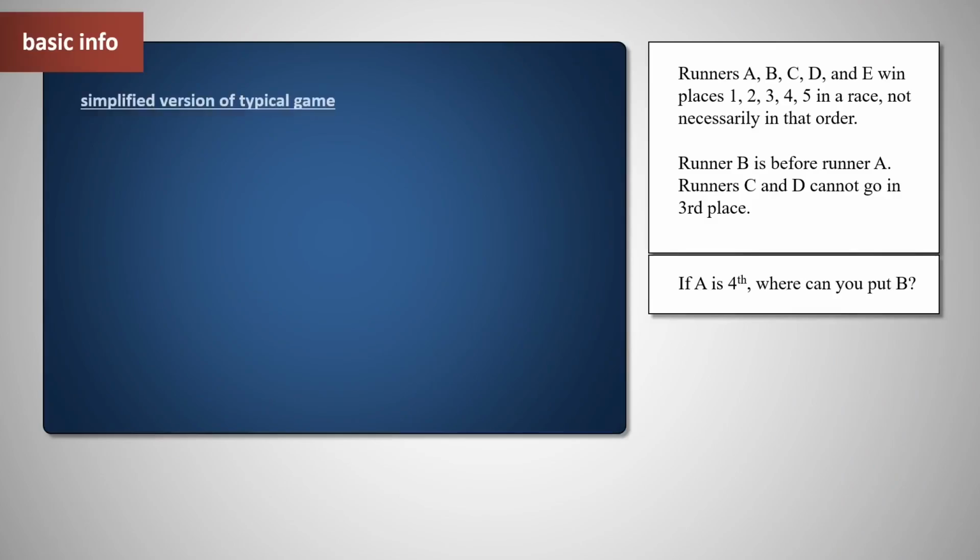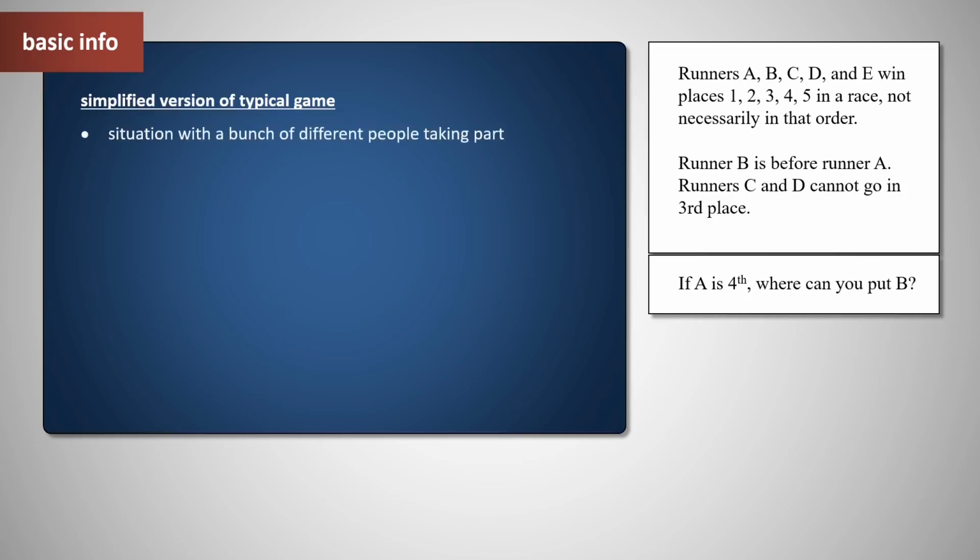Looking at the basic information, we've got here on the right a simplified version of a typical game. It says that runners A, B, C, D, and E win places 1, 2, 3, 4, 5 in a race, not necessarily in that order. Then it says that runner B is before runner A, and runners C and D cannot go in third place. Then we have a question: if A is fourth, where can you put B? This is the simplified version of what you'll encounter on the test.